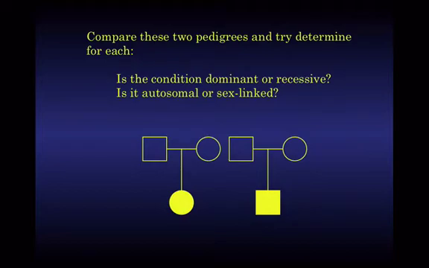And ask yourself these questions. Is it a dominant or recessive condition relative to the wild-type allele? And is it autosomal or sex-linked? So take a minute, pause the video, and see if you can work out the different possibilities. Try to figure out which are possible modes of inheritance for these two pedigrees.